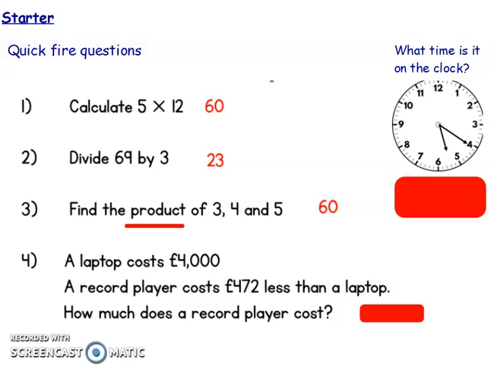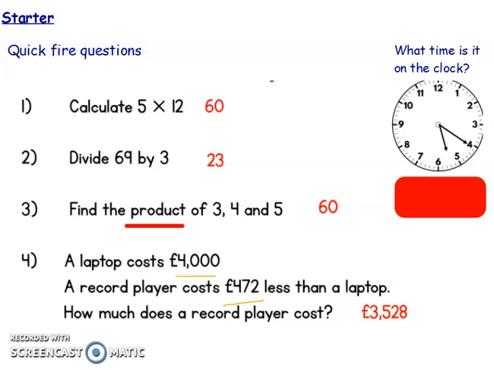Number 4. A laptop costs £4,000. A record player costs £472 less than a laptop. How much does the record player cost? So you needed to do a subtraction sum for this. I hope you set this out nicely in your maths book. So it was 4,000 take away 472. And the answer was 3,528. Give yourself a tick if you got that right.